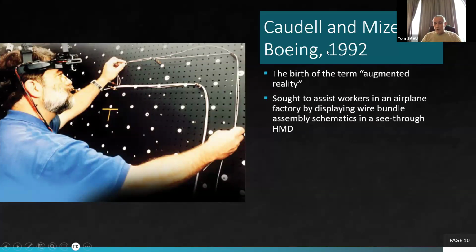Then only in 1992 at Boeing, they developed a system which allows a worker to receive information about the tasks he has to perform. So, for example, this worker was putting in place some wires, and on the glasses, he was seeing data about the position where he has to put the wires correctly.